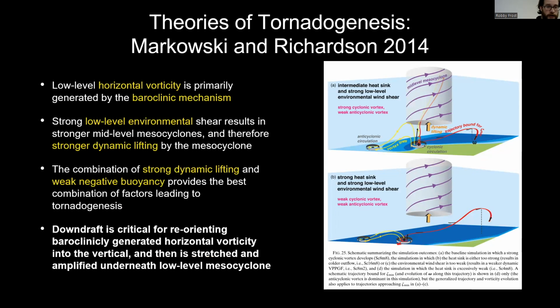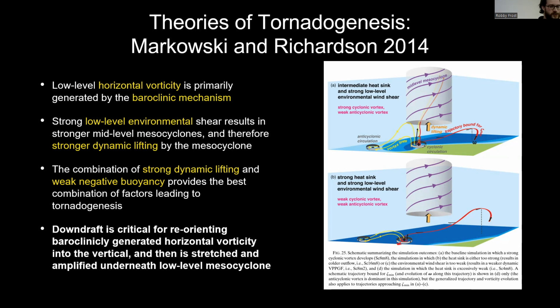What they found was that low-level horizontal vorticity from the environment, ingested by the updraft, was primarily generated by the baroclinic mechanism. So by your thunderstorm outflow. They found that strong low-level environmental shear resulted in stronger mid-level mesocyclones and therefore stronger dynamic lifting by the mesocyclone. So this is kind of your right mover, curved hodograph type situation. You're really strengthening that mid-level mesocyclone with that environmental vorticity.